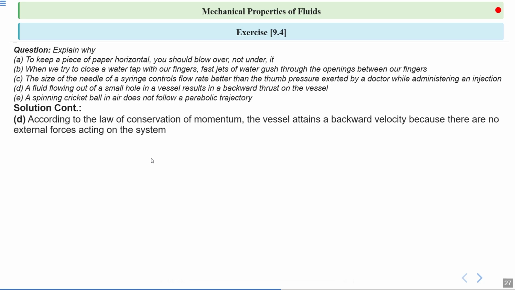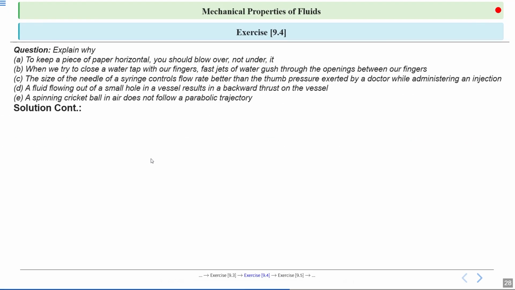Now, according to the law of conservation of momentum, the vessel attains a backward velocity because there are no external forces acting on the system. All right. Now we will focus on part E.